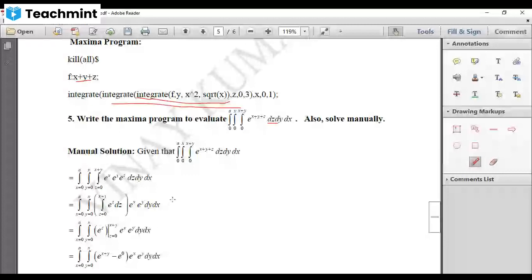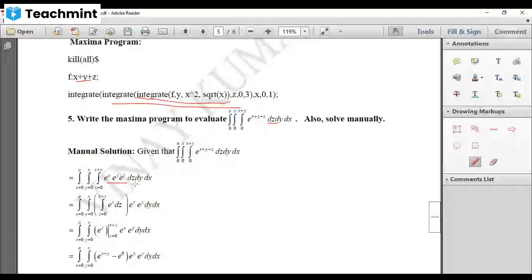And we know that we can write e to the power of x plus y plus z as e to the power of x into e to the power of y into e to the power of z. We can split this into 3, a product of 3 terms involving the variable x separately, y separately, z separately. But the limits of the variables are dependent on variables. So you cannot separate this as 3 different integrals. You have to go one after the other.